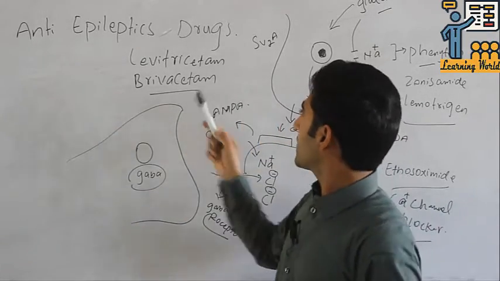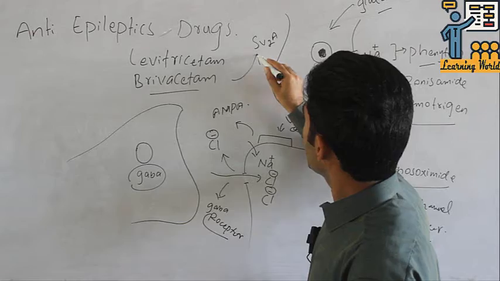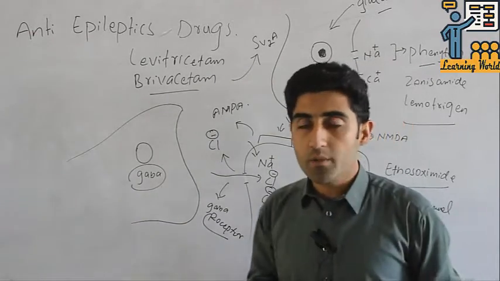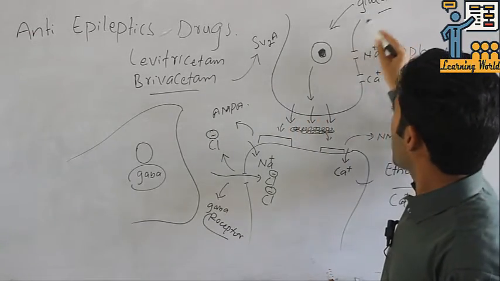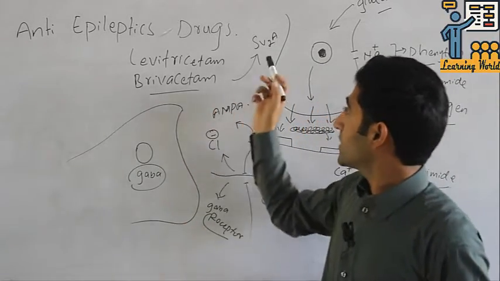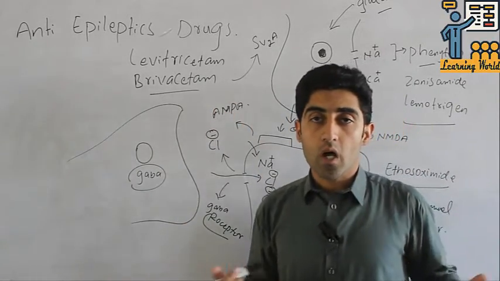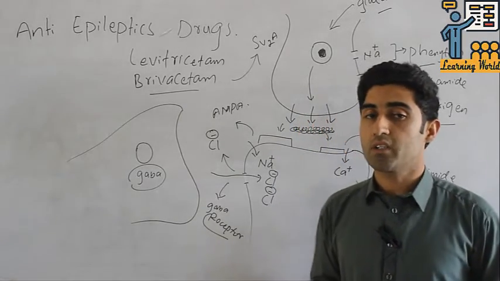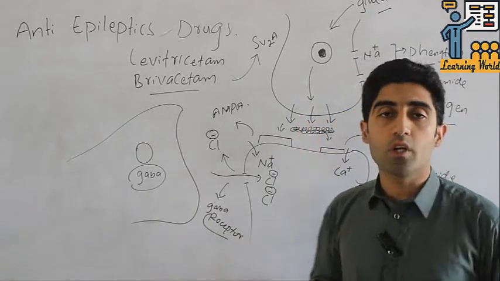When they block this SV2A protein, which is responsible to bring the glutamate into this vesicle, the release will stop. So they will block the depolarization activity and excitation will not occur.